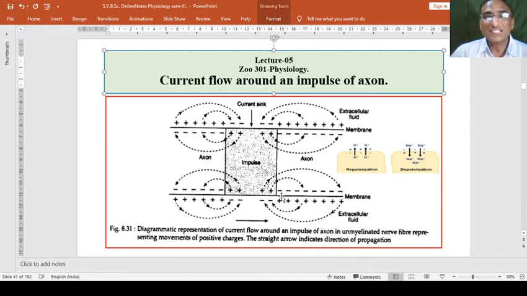And therefore this diagram represents the current flow around the impulse of the axon in an unmyelinated nerve fiber, because this is a single straight fiber, there is no myelin sheath. It represents the movement of positively charged ions, and clearly indicates the straight flow of the impulse, and this arrow indicates the direction of propagation. And in this way the current flow around the impulse of the axon is carried out.